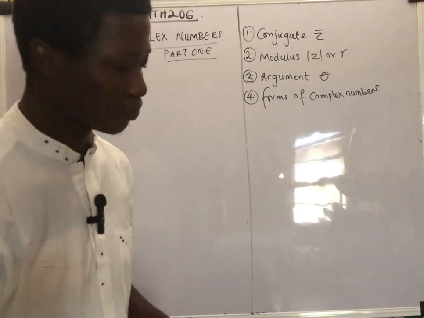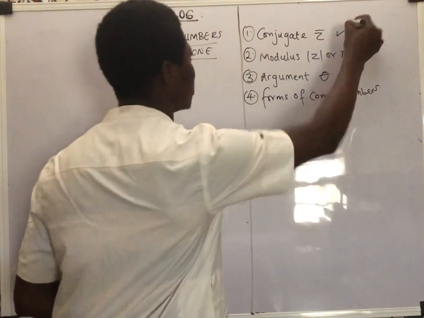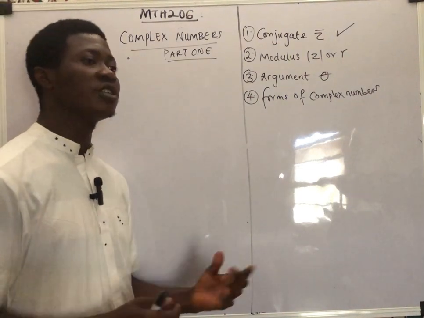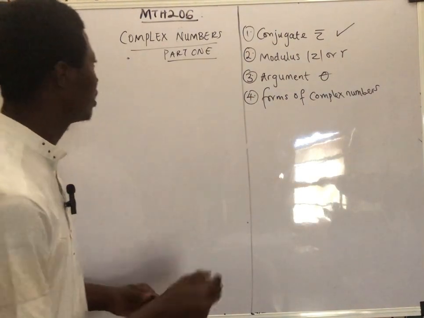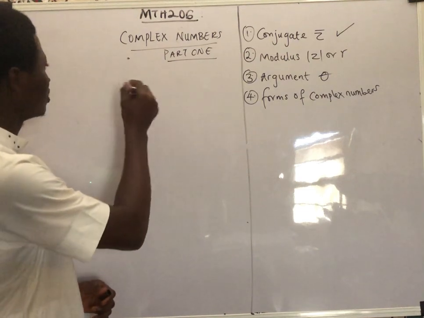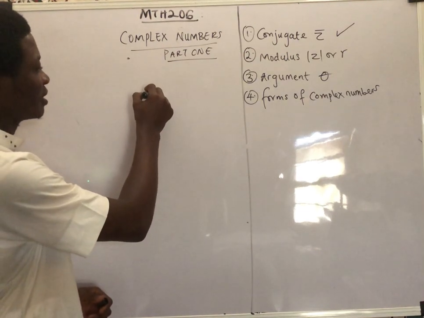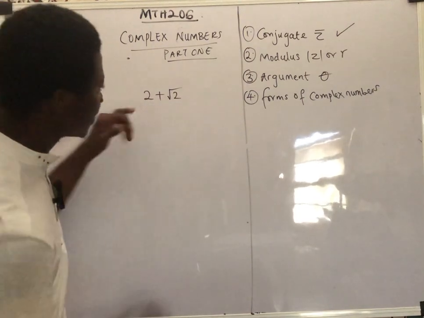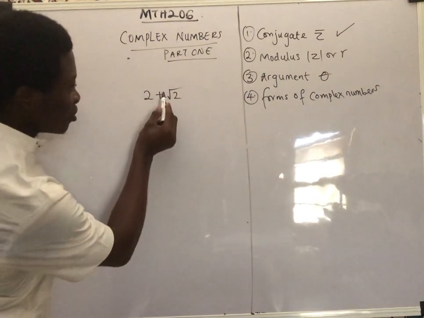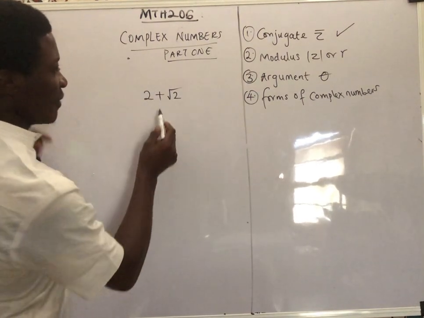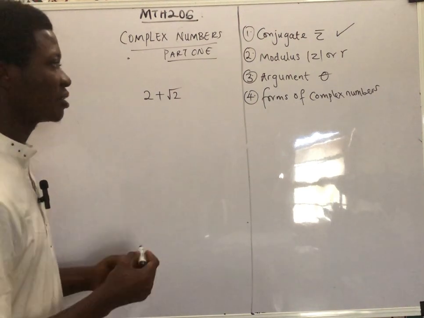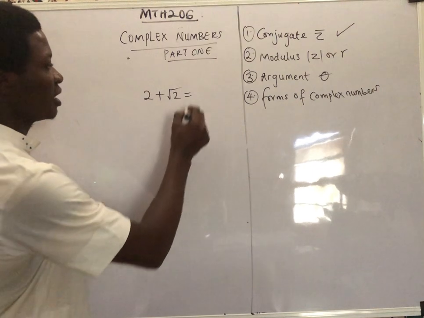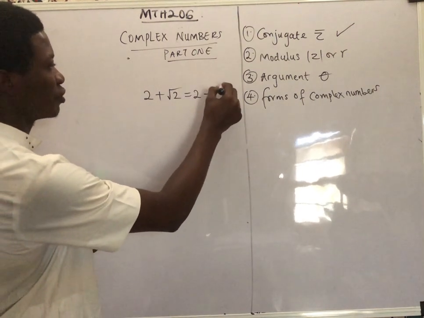Now, to start with, conjugate. What is conjugate? Conjugate is still the same conjugate you know in surds. If we have a surd of, let's say, 2 plus root 2, and you're asked to find the conjugate, it's just for you to change the sign. If it is plus, you change it to minus. If it is minus, you change it to plus. So the conjugate of this is going to be 2 minus root 2.